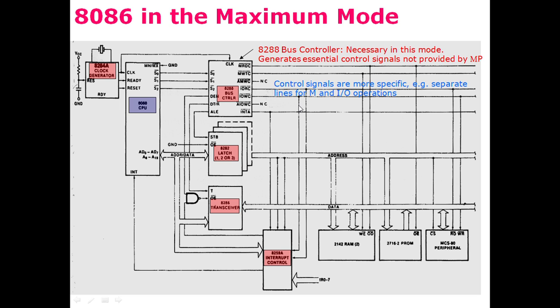These control signals are more specific in the sense that there are separate lines for memory and for input and output operations. The rest of the buffers and transceivers, interrupt controller, random access memory, read-only memory, and the input and output devices are connected as usual, as they were connected with the 8086 microprocessor in the minimum mode.